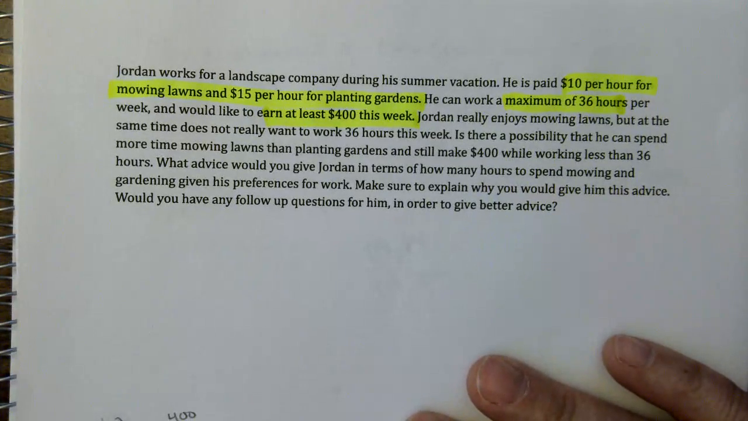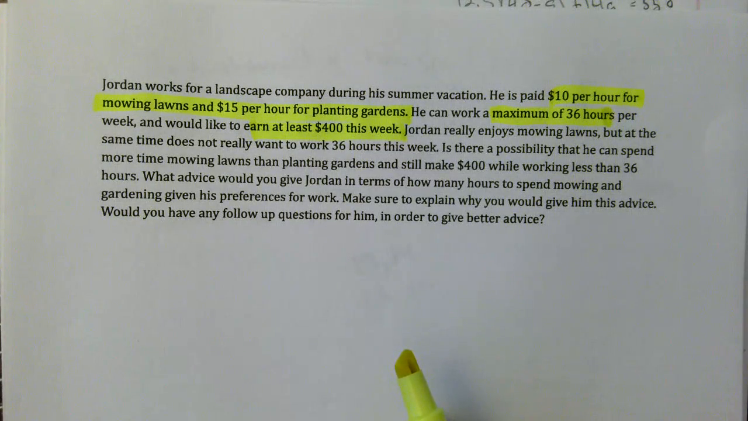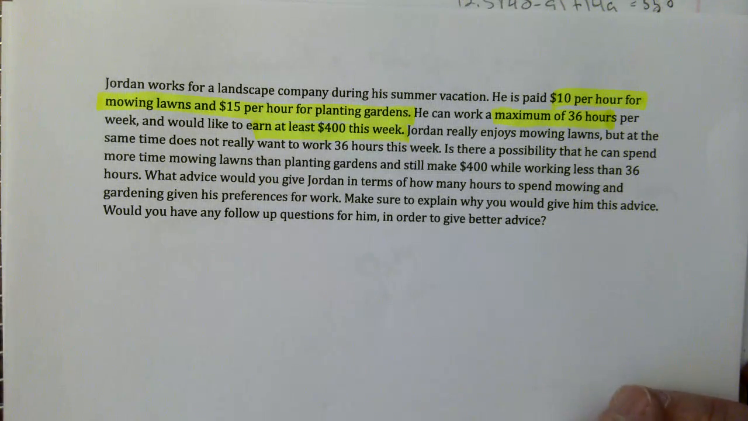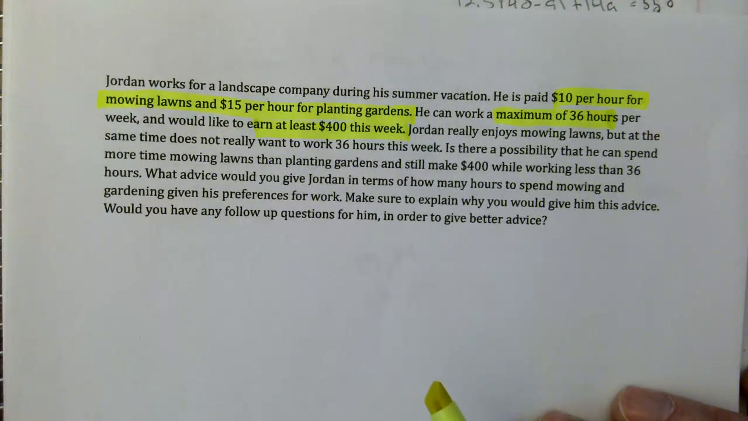But let's read on. Jordan enjoys mowing lawns, and he doesn't really want to work 36 hours. So he'd rather mow than garden. And he's wondering if there's a possibility of mowing more and gardening less while working less than 36 hours and making more than $400. What advice would you give him? Those are called constraints. And so let's go ahead and model those mathematically.